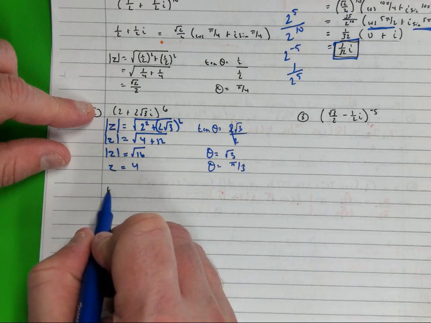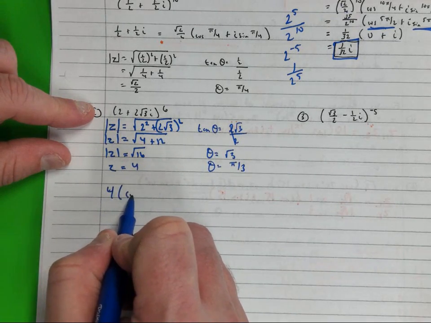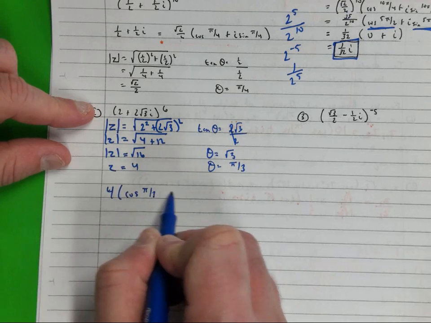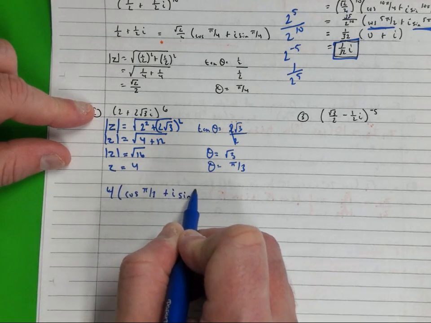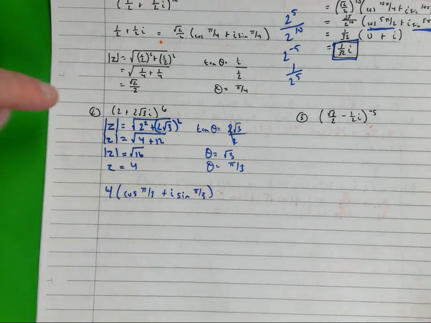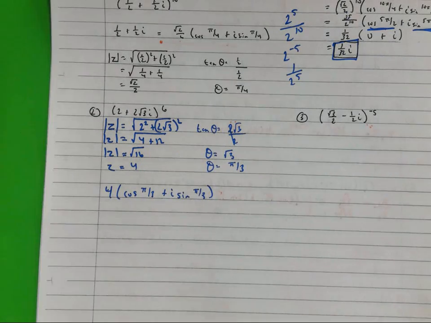So now I'm going to write that in polar form. 4 times cosine of pi over 3 plus i sine pi over 3. So that is my polar form. Take a moment to look at that.